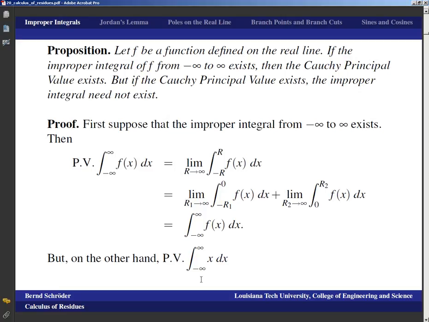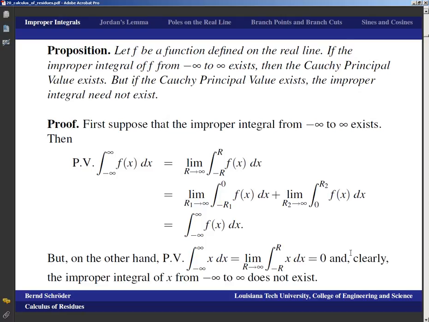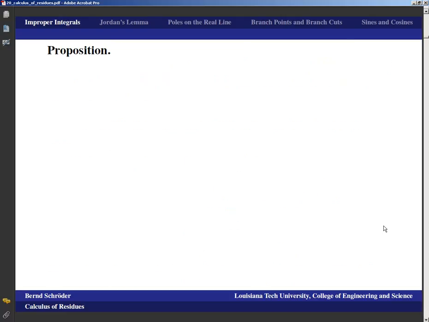On the other hand, the principal value of the integral from negative infinity to infinity of x dx, well, that's the limit as r goes to infinity of the integral from negative r to r of x dx. And because this is an odd function integrated over a symmetric interval, these values are all 0, so the principal value is 0, whereas, of course, the improper integral of f of x equals x from negative infinity to infinity does not exist, because we've got infinite area to the right of the y-axis and infinite area to the left of the y-axis, and improper integrals, as I said, don't allow for these kinds of large-scale cancellations.